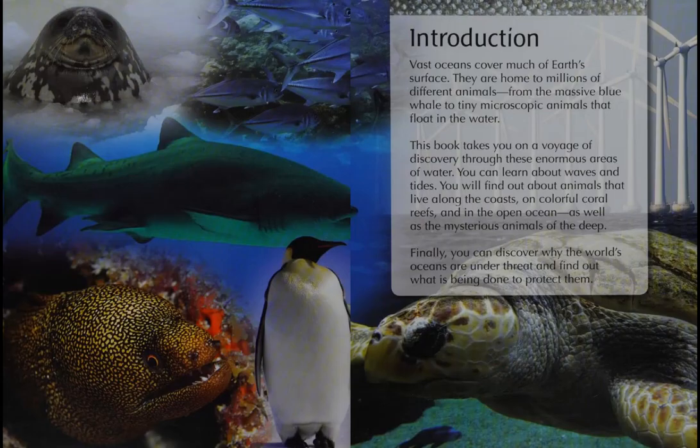Introduction. Vast oceans cover much of Earth's surface. They are home to millions of different animals, from the massive blue whale to tiny microscopic animals that float in the water. This book takes you on a voyage of discovery through these enormous areas of water. You can learn about waves and tides. You will find out about animals that live along the coasts, on colorful coral reefs, and in the open ocean, as well as the mysterious animals of the deep.